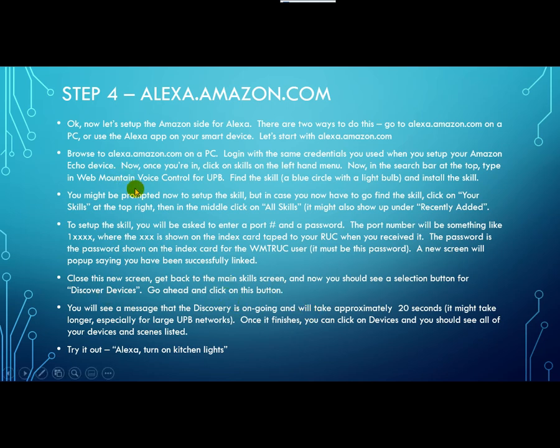So the first thing you'll do is browse to alexa.amazon.com on a PC. You're going to need to log in with the same credentials you used when you set up your Amazon Echo device. Once you're in, you'll click on Skills in the left-hand menu. Now, if this is the first time you've used the skill or tried to use Alexa, then you'll need to download our skill and install it into the Alexa app. So in the search bar at the top, type in Web Mountain Voice for UPB. You can just type in Web Mountain Voice and it'll find it. Find the skill. It's a blue circle with a light bulb as an icon, and install the skill.